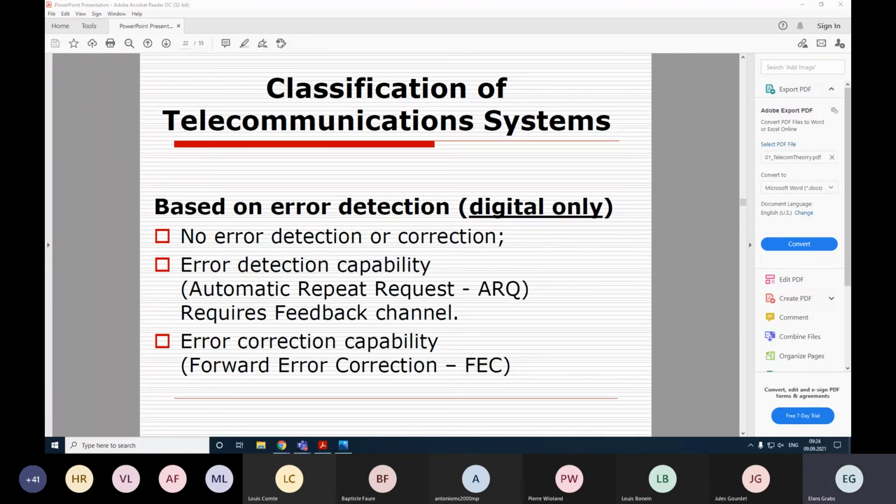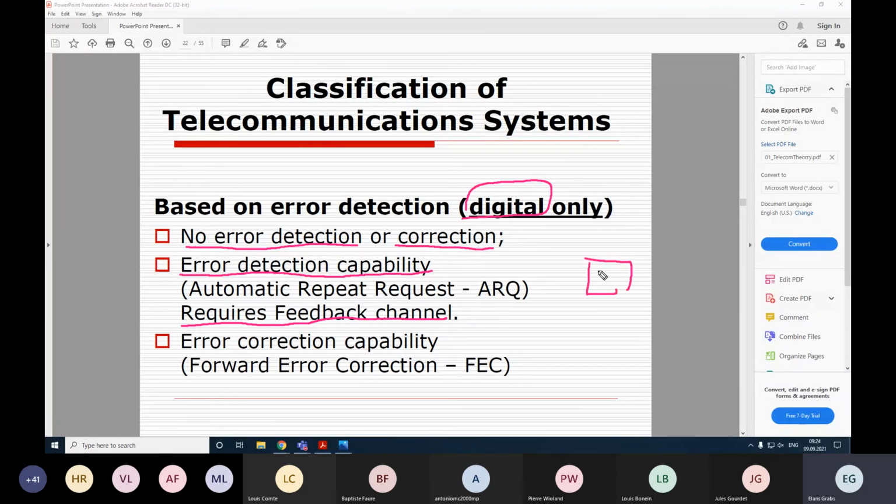Next, based on error detection, which is true only for digital systems, since for analog systems it's impossible to actually do this, there can be different types of systems. If our system does nothing, not detecting or correcting any errors, it's one type of system. There is also the system which can only discover that there is an error in your message, and in that case, if it finds out that the message has an error, it requires the message to be repeated. So we need some feedback channels.